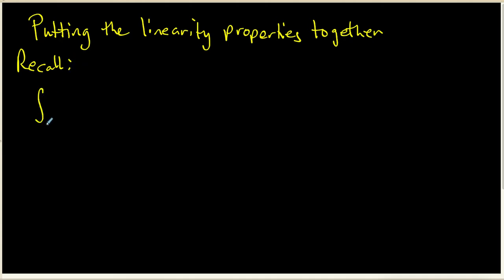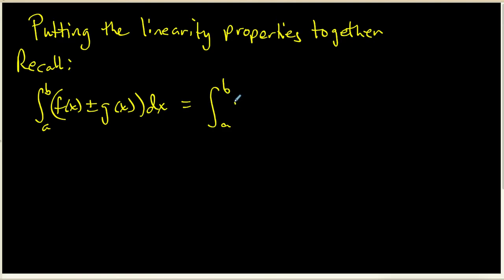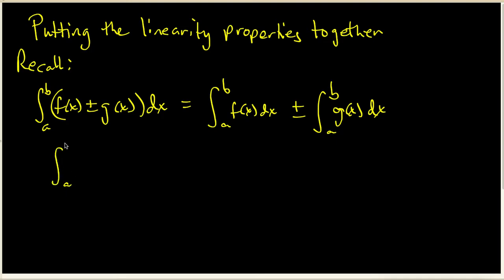In one of the videos, we showed that if we have a definite integral of the sum or difference of two functions, we can break the integral up at the plus or minus sign and write it as a sum or difference of two definite integrals. And in the other video, we showed that if we have a definite integral of a constant times a function, the constant can float outside the integral sign, and we've got a constant times a definite integral.